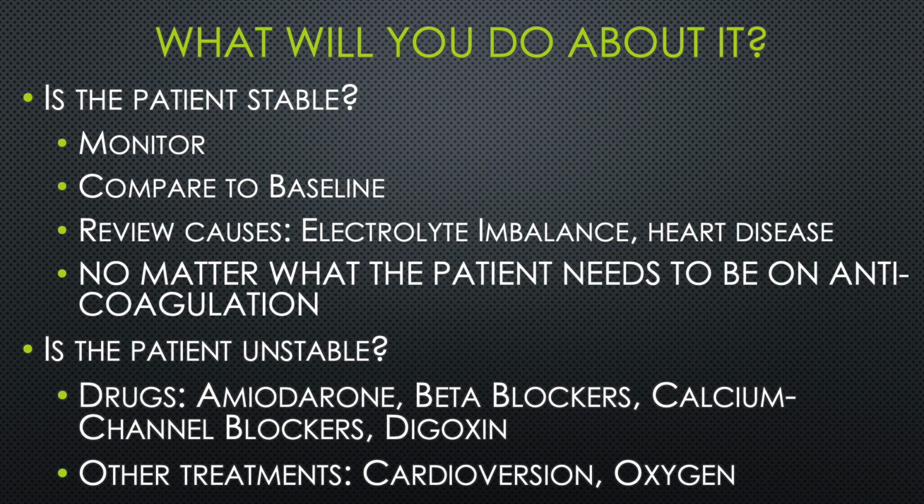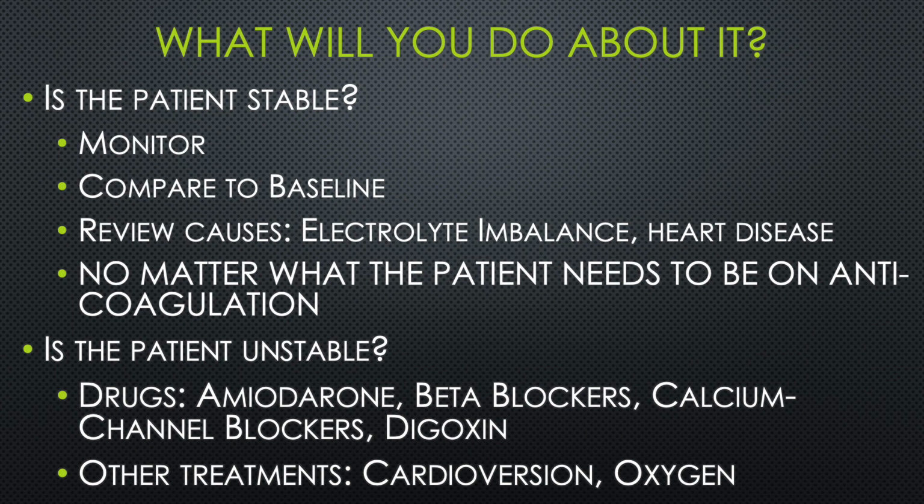So, patients in atrial fibrillation, what are we going to do? We're going to first, of course, assess, is the patient stable? So what is their blood pressure? Well, a lot of patients are going to be hypotensive. Not all people are. So we want to see how their body's tolerating it. How do they feel? Are they dizzy? Are they lightheaded? Are they short of breath? If they're not experiencing any of that, we're going to monitor them. We're going to compare it to their baseline. Maybe this is their normal rhythm. And then we're going to maybe consider other possible causes like an electrolyte imbalance or heart disease.